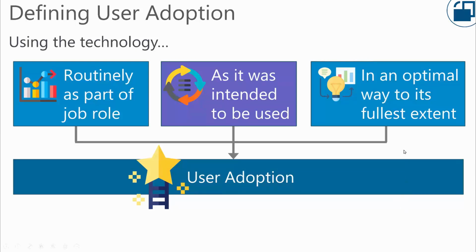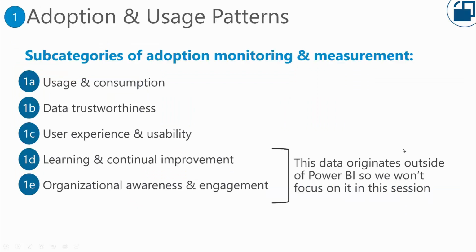All right, so of those 4 items, if we start with number 1, I tend to also create some subcategories under the idea of adoption and usage patterns into these 5, A, B, C, D, and E. I'm going to only focus on the first 3 of them for the purpose of this talk because the last 2, learning and organizational awareness, that kind of data is important for measuring adoption, but it's not data we actually get out of Power BI.